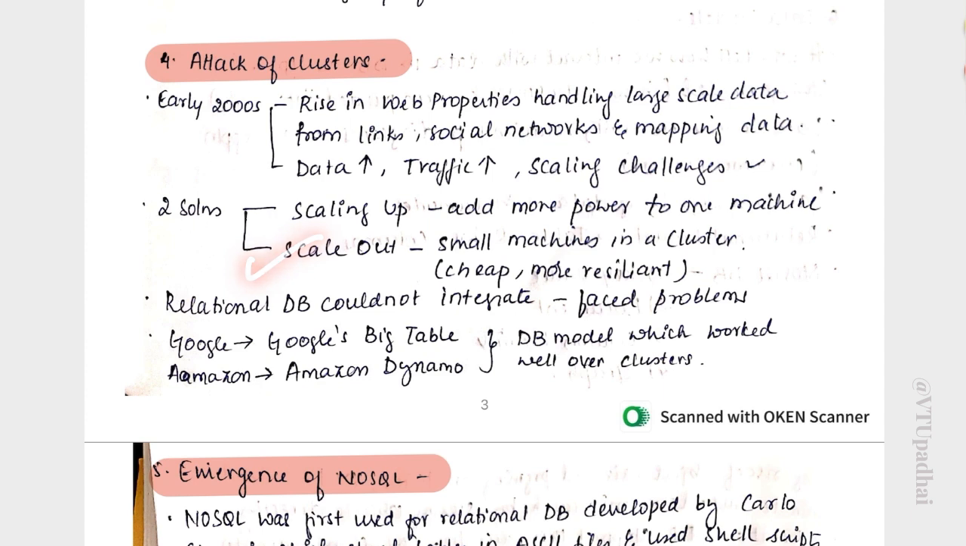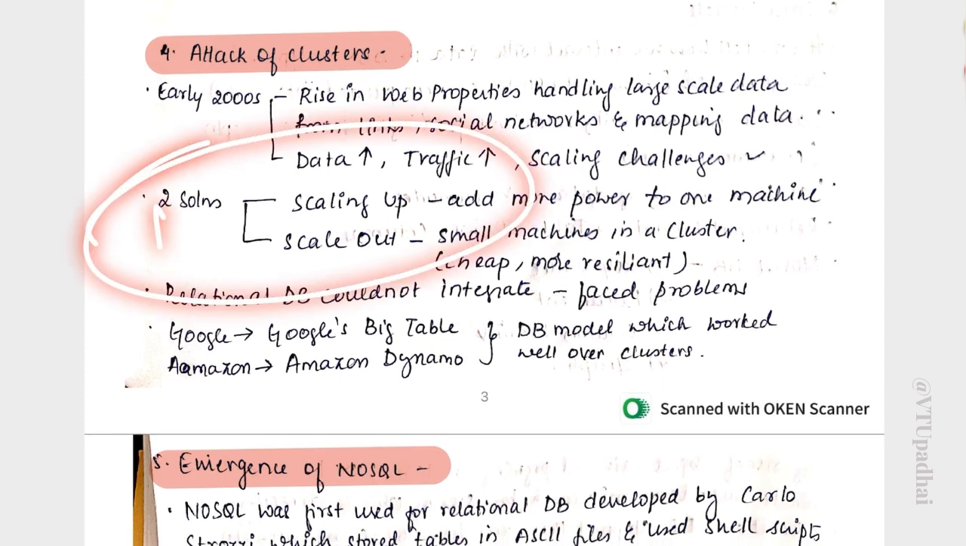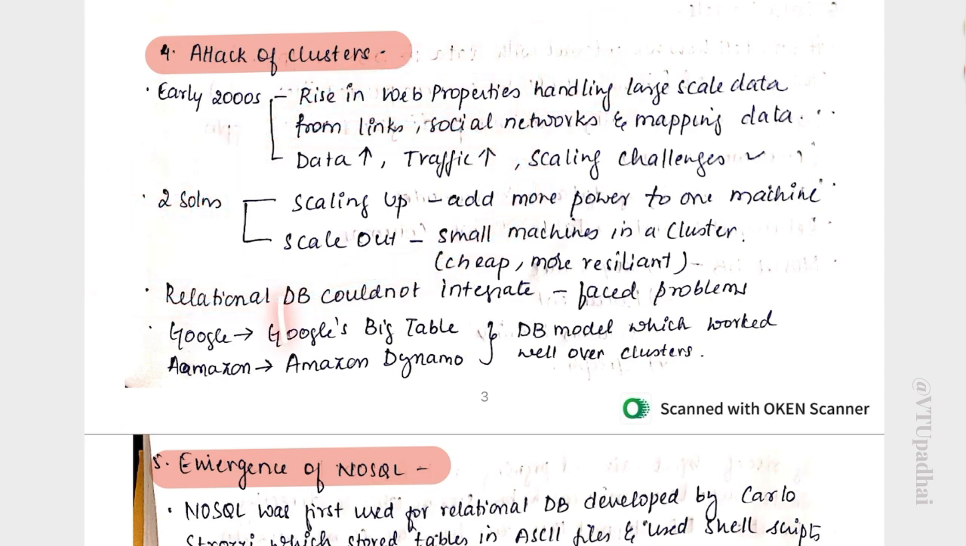Then we have scale out. Scale out means you're using smaller machines. Smaller machines could be in the form of clusters. This option was cheap and more resilient, and it could handle individual machine failures without affecting the overall availability. So if one machine fails, it wouldn't impact the other machine because you're scaling out. It is all split into different clusters of tiny computing devices, right?